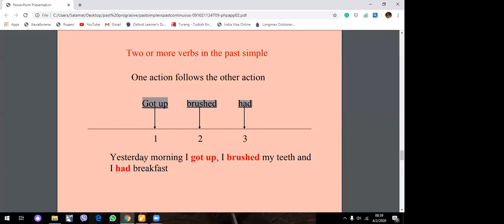For example, Edmar, this morning, Edmar got up, okay? Edmar brushed his teeth and he hadn't had breakfast yet. These three actions happen at different times, not at the same time. First action is Edmar got up. The second action is he brushed his teeth. The third action, he hadn't had breakfast yet, right?